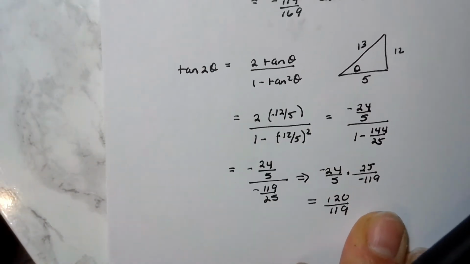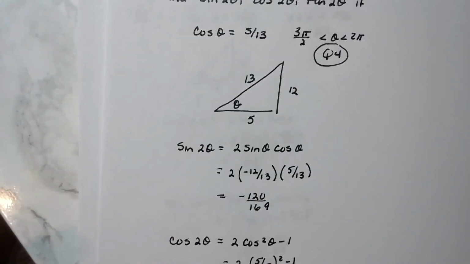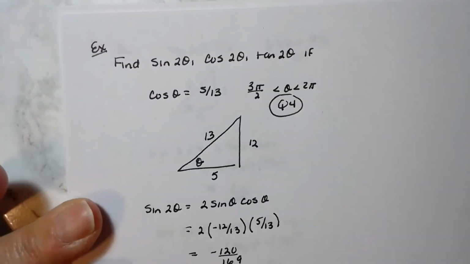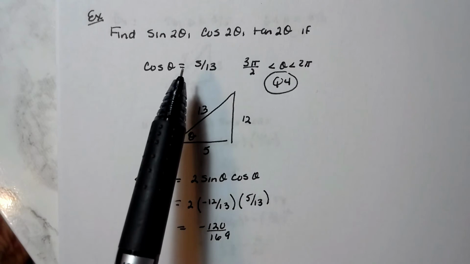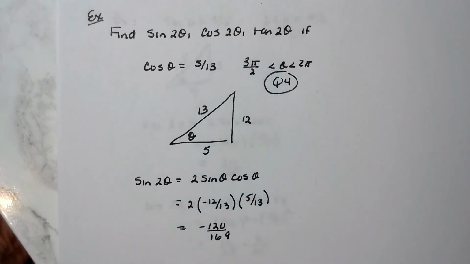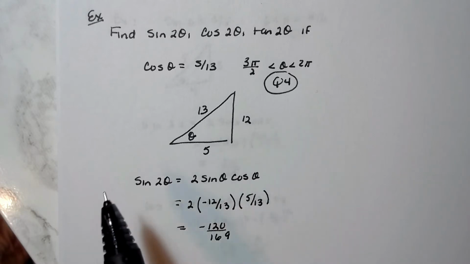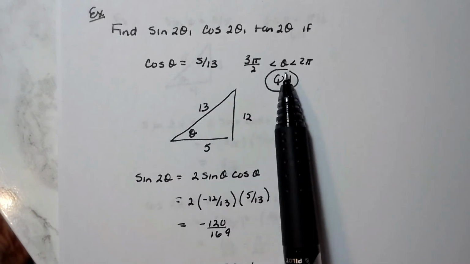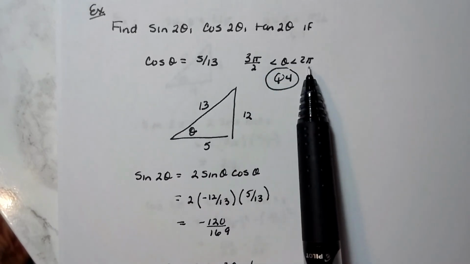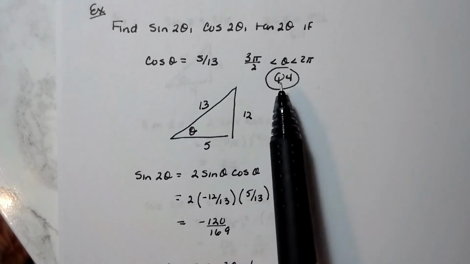Okay, another thing we can use this for, and we did this exact example in class, but it's really important because you're going to see it on your semester exam, you're going to see it on the test. So find the sine, cosine, and tangent of 2x, or 2 theta in this case, given some information. And the information that's given in this particular problem is that the cosine is 5/13 and that this angle lies in between 3 pi over 2 and 2 pi. And that's important because it's going to help you identify the quadrant.